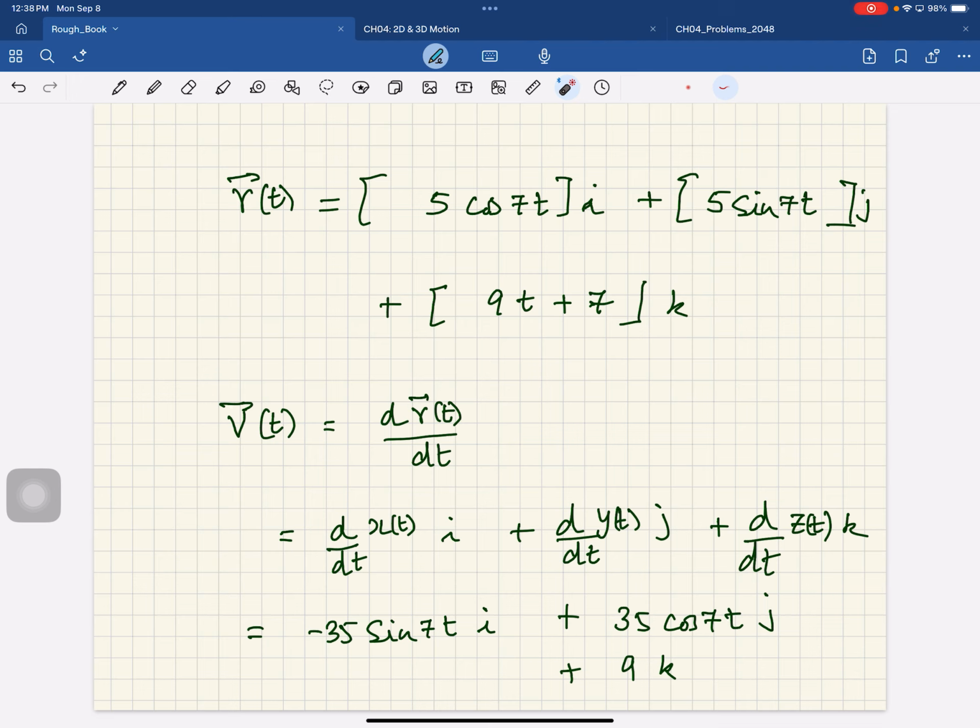So this is the velocity of the object as a function of time. You can see that the z component of the velocity is constant. So here's an object that is spiraling upward, and the z component of the velocity is constant.